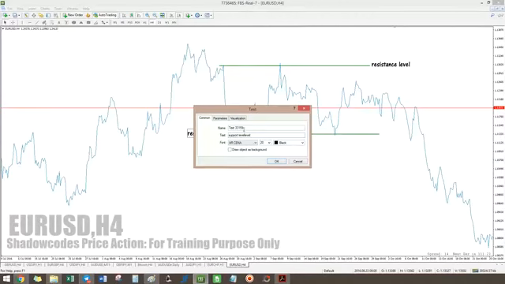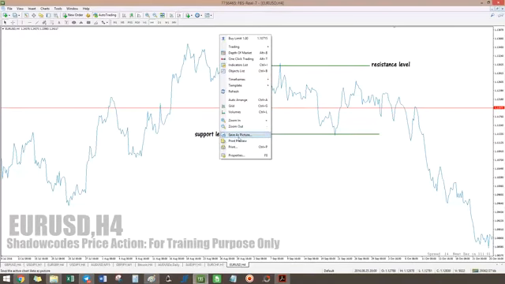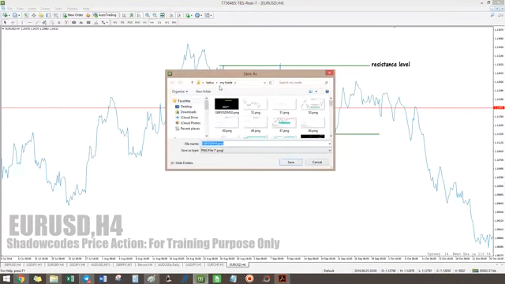How many do you need to send? The more you send, the better. Okay, more homework is better. But if you are busy, you can send a minimum of about 10 sets of screenshots, maybe. Okay, so this is our level. So this is the first screenshot that you need to take. So save as picture. Make one folder for chapter 1, support and resistance zone.